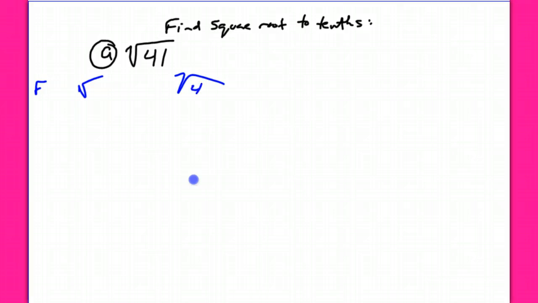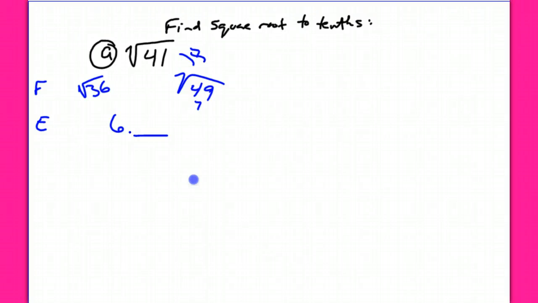So 41 is close to 49, right? And that's 7 times 7. So 6 times 6 is 36. So it's between 36 and 49. So let's make our estimate to the tenths place. Well, the square root of 36 is 6. So our estimate's going to be 6 point something, right? The square root of 49 is 7. So 6 point something.